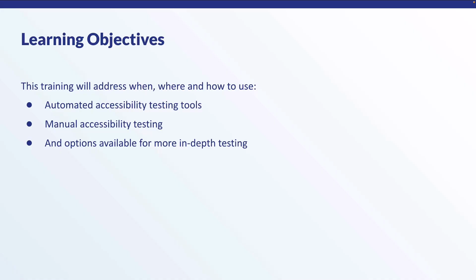From there we'll move into manual accessibility testing, how it differs from automated, and when you might want to use it as opposed to the former. We'll also look at some options you have for even more in-depth testing when you're planning out a set of sites, documents, etc. that may need to be tested. We will look at some options that you may have for situations in which the tools that we'll share with you today may not be sufficient to cover everything that you need.